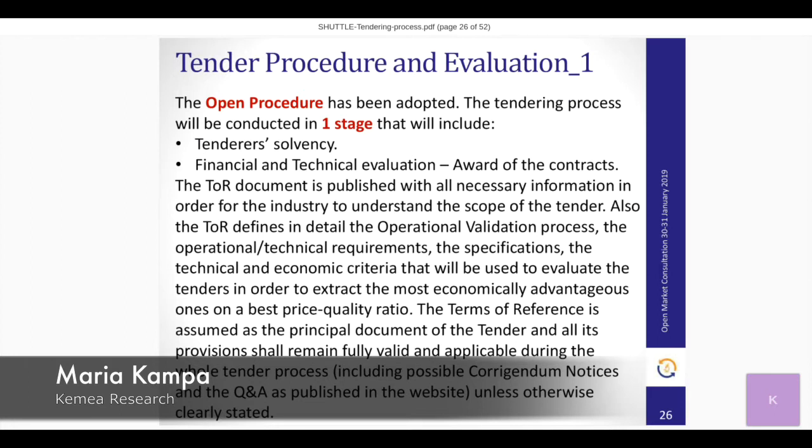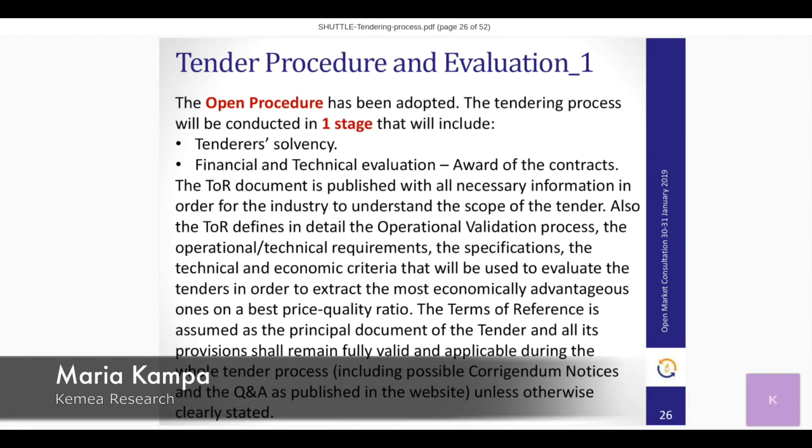So, the tender procedure and evaluation. In the Shuttle project, the open procedure has been adopted. The tendering process will be conducted in one stage that will include the tender solvency and the financial and technical evaluation, along with the award of the contracts. The terms of reference document will be published with all the necessary information in order for the industry to understand the scope of the tender.